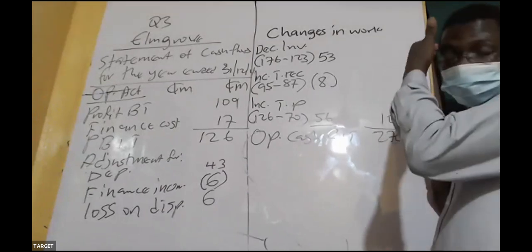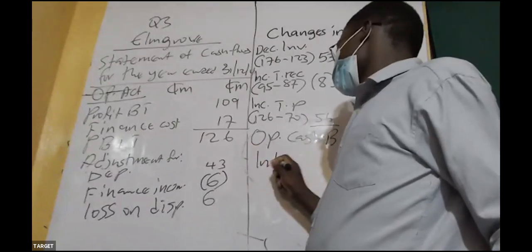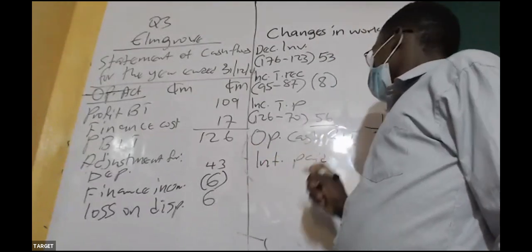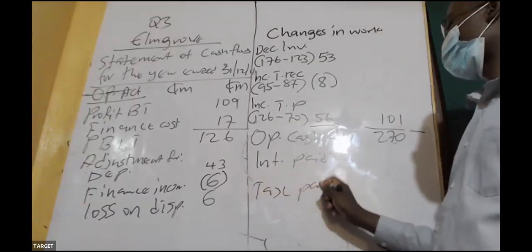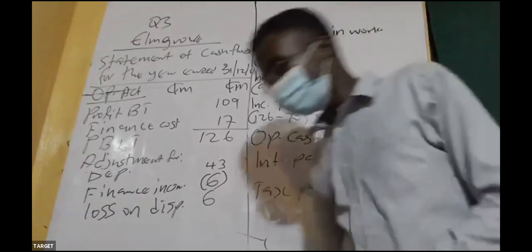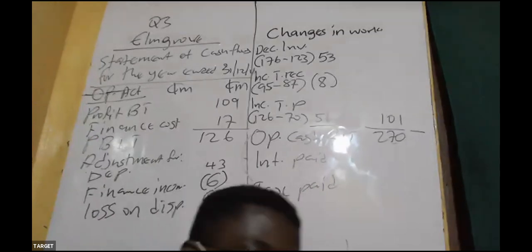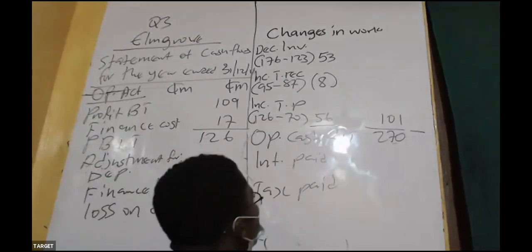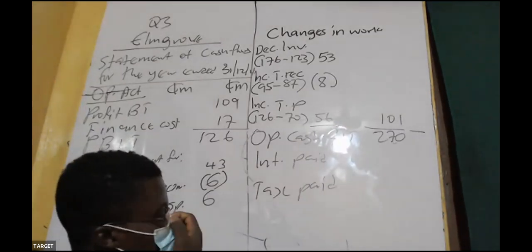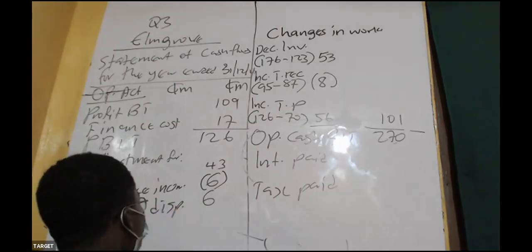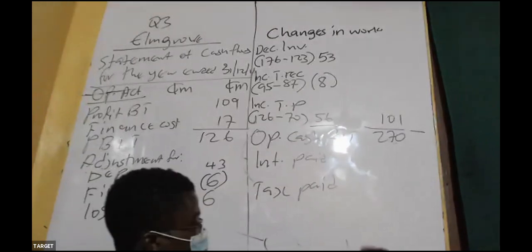Then interest paid and tax paid. So right here, interest paid, then tax paid. Let's go into the computation. Interest paid and tax paid. These two are the simplest computations we can get. How? Only three items. Okay, so I can clean the top and do the working there, or I can do the working here.